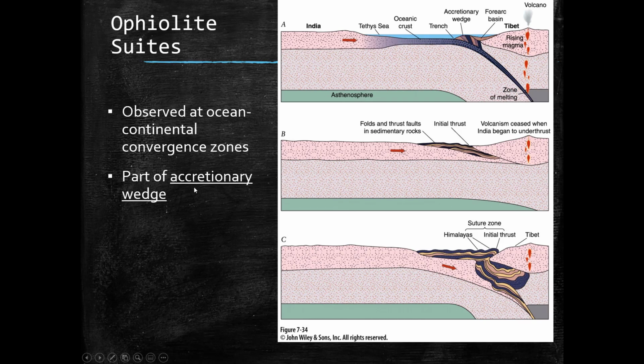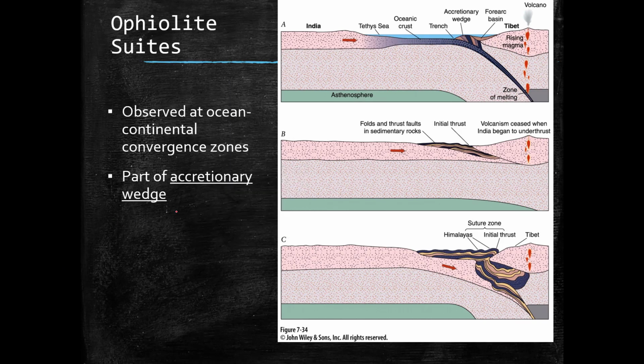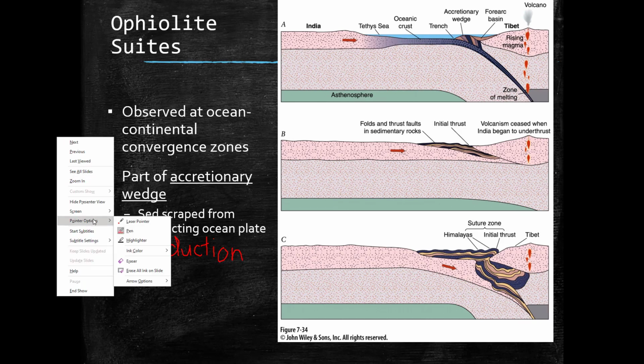And the term for when we add sediment and rock to the crust here is abduction. When the sediment is scraped from the subducting ocean plate and added to the overlying continental plate, that isn't called subduction, it's called abduction. So abduction is the scraping of sediment and rock from a subducting oceanic plate.